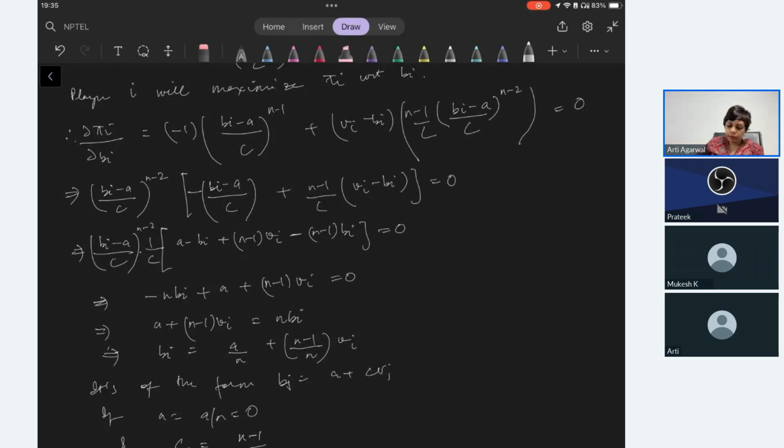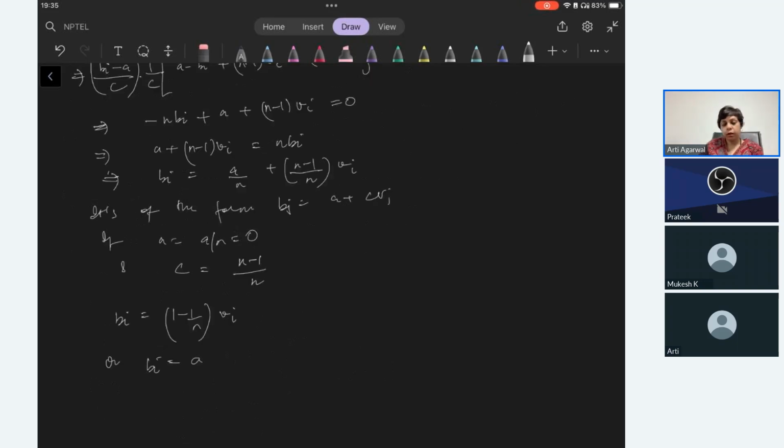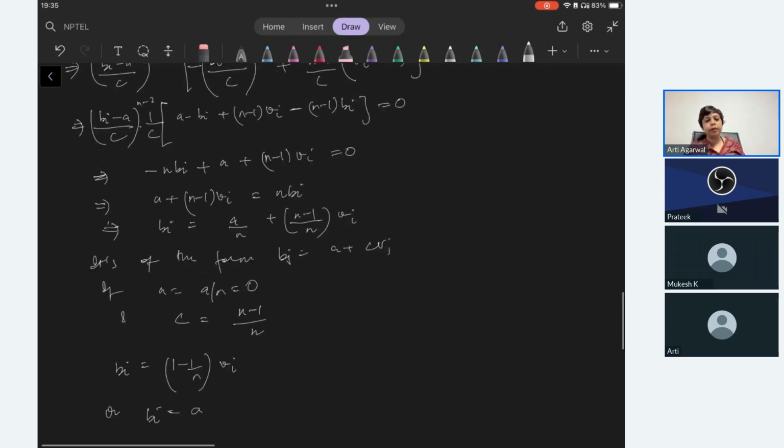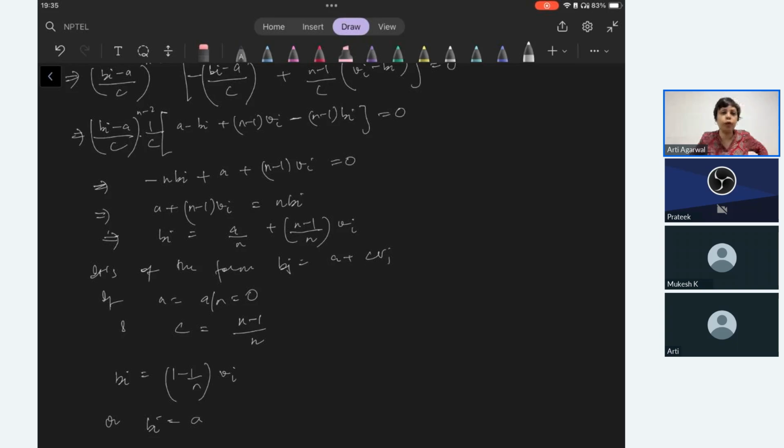You're right. Or you can say Bi is equal to A. We don't know the value of A, but it is equal to some constant A, because A is a constant. So in which case we are saying that I'm going to bid the same amount irrespective of what the other guy is doing, irrespective of what my own valuation is. That is the only other equilibrium, a possibility if A is some constant and C is equal to 0.